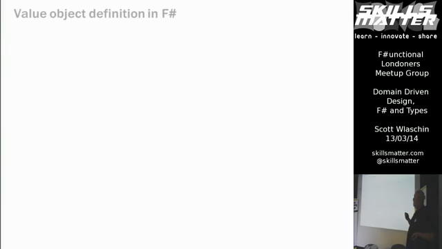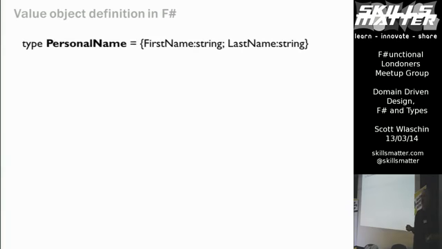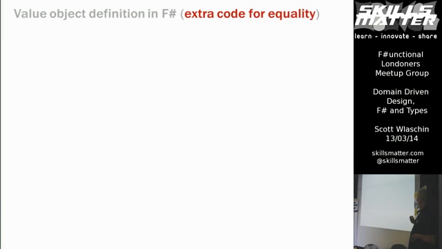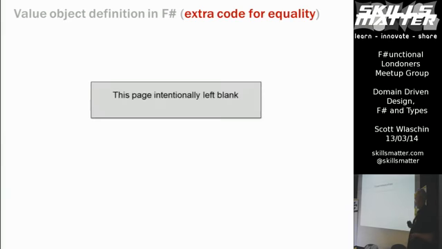Let's look at the F# code. So here's the F# code to define the type. That's a one-liner. But you say, well, you know what, I've forgotten to do something really important. I've forgotten the equality code. So let's write the equality code for that too. There you go. So that's the equality code.